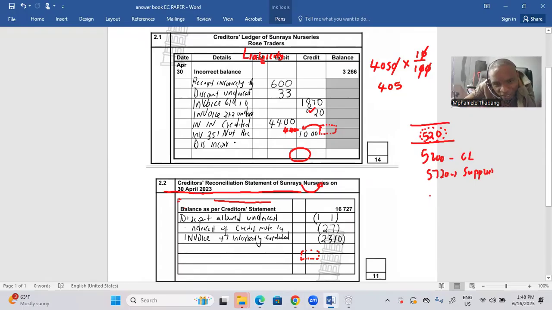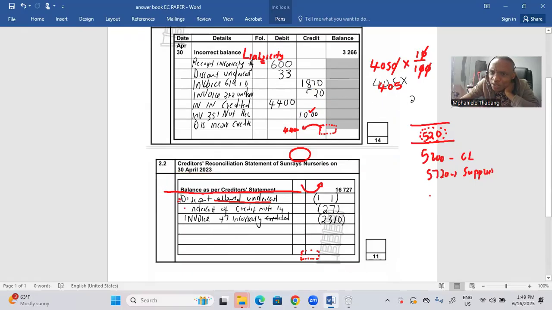It was incorrectly credited. So if you record something on the wrong side, instead of recording it on the debit side, this is what they have done. They recorded 405 on the credit side of creditors ledger. They were supposed to record it on the debit side. So if you make a mistake of recording something on the wrong side, you are going to multiply by 2. So you're going to say 405 times 2, which will give you 810.